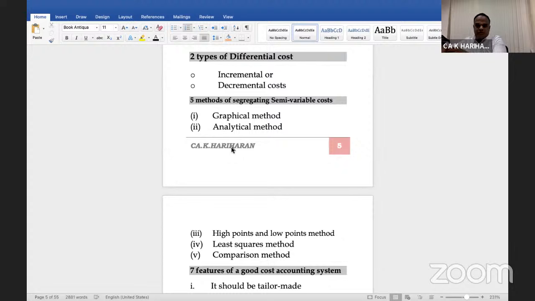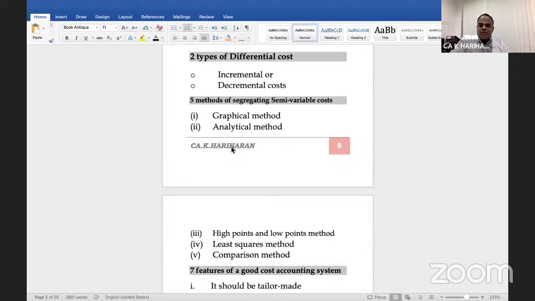Variable cost, fixed cost, and semi-variable cost. Do you know what is called variable cost? Costs which vary depending upon the volume of production are called variable cost. Costs which do not vary with the volume of production, and remain constant irrespective of the volume, are called fixed cost. Costs which are partly fixed and partly variable in nature are called semi-variable cost.